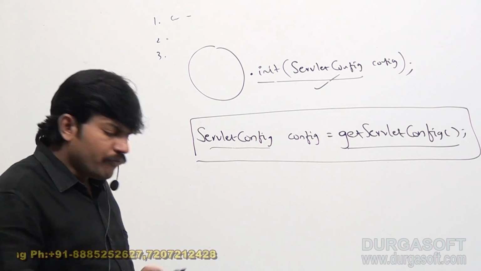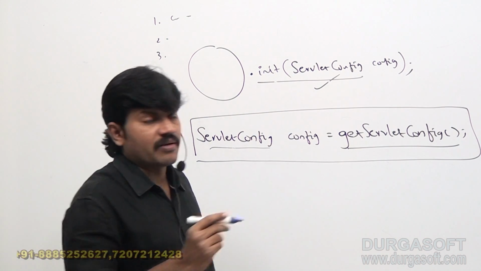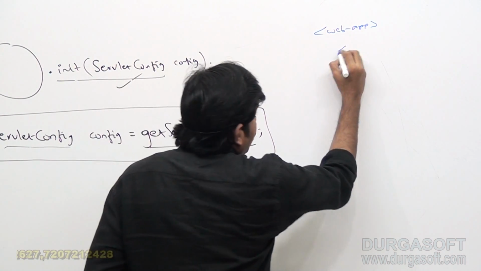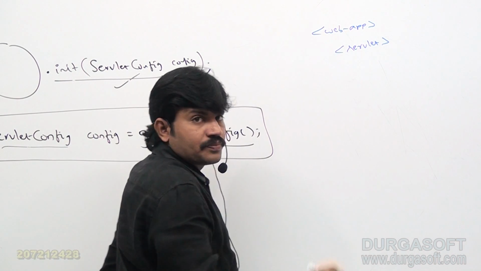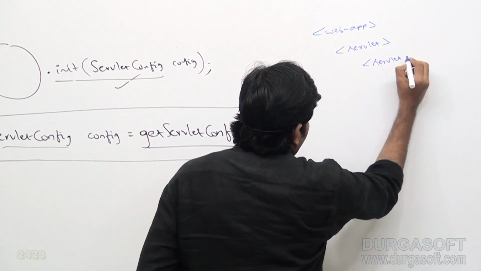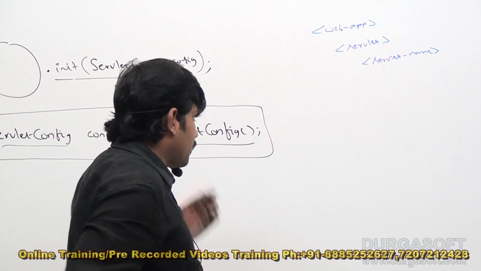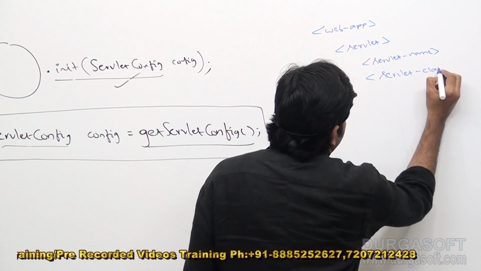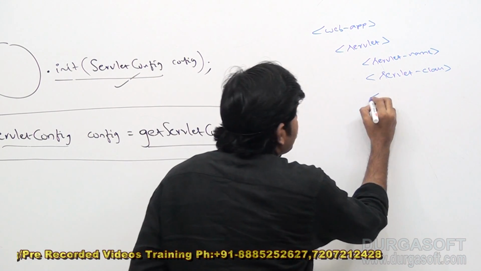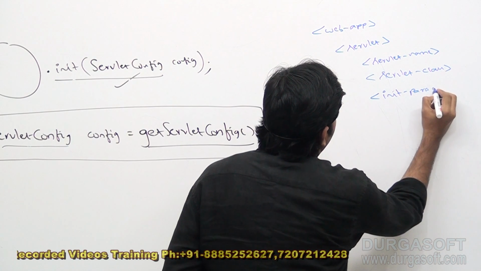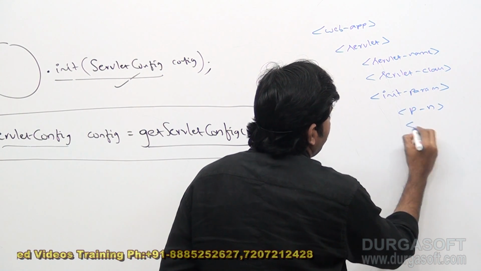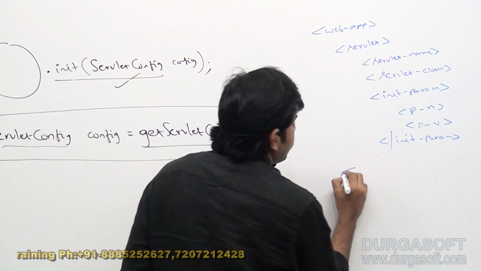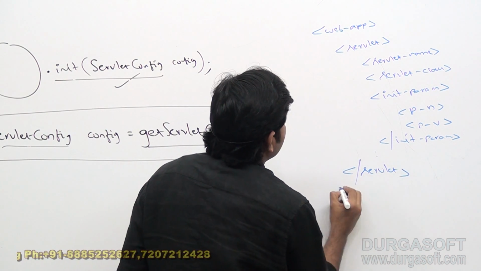Sir, can you please tell, within the web.xml, how to declare a servlet, sir? Can you please guide? Web app, within that we can use servlet, within that servlet name we can use, and then servlet class. Next, there are several init params you can declare: parameter name, parameter value, next init param. Okay, like that, within the servlet, these many tags we can declare.